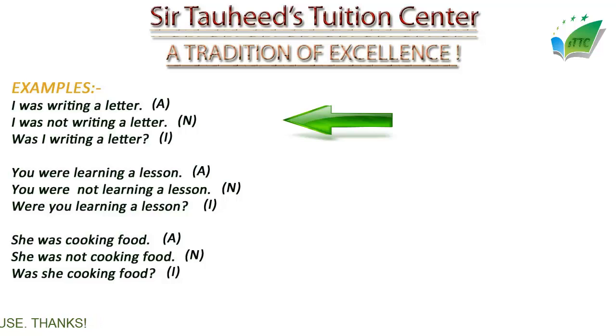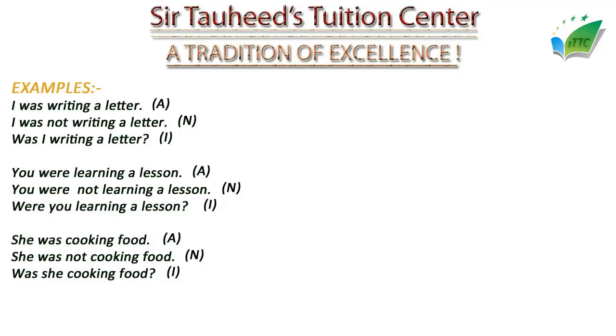But if we want to make its interrogative sentence, we only have to use the helping verb in the first place and the subject in the second place. So the sentence will become like this. Was I writing a letter? And put a question mark in the end. This is an interrogative sentence.